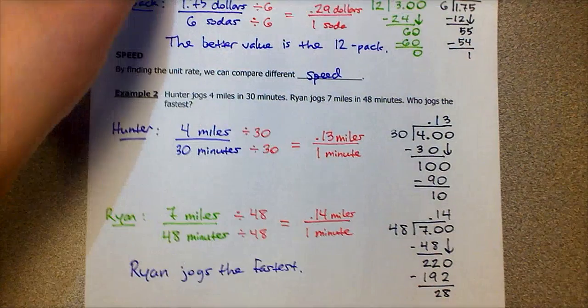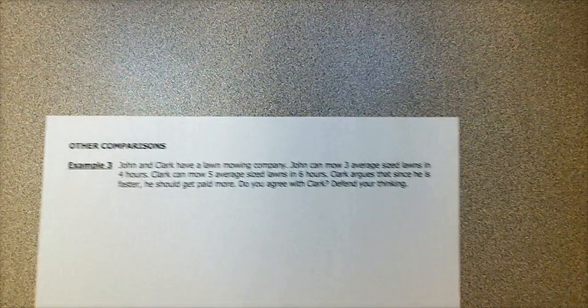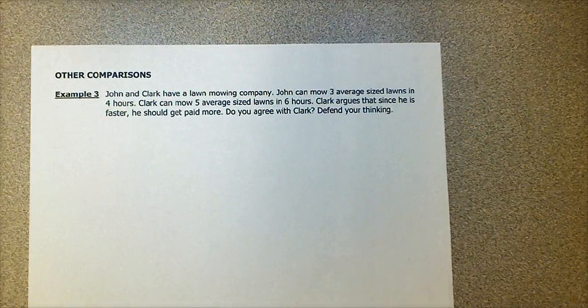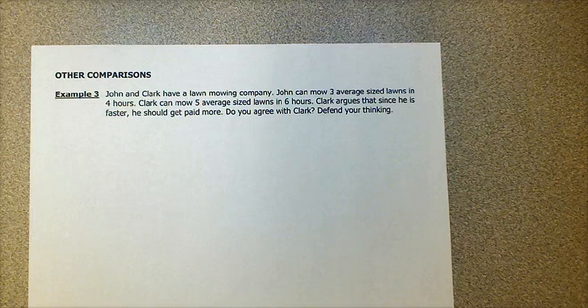Okay, for our last example, it says John and Clark have a lawn mowing company. John can mow 3 average-sized lawns in 4 hours, and Clark can mow 5 average-sized lawns in 6 hours. Clark argues that since he is faster, he should get paid more. And do you agree with Clark?